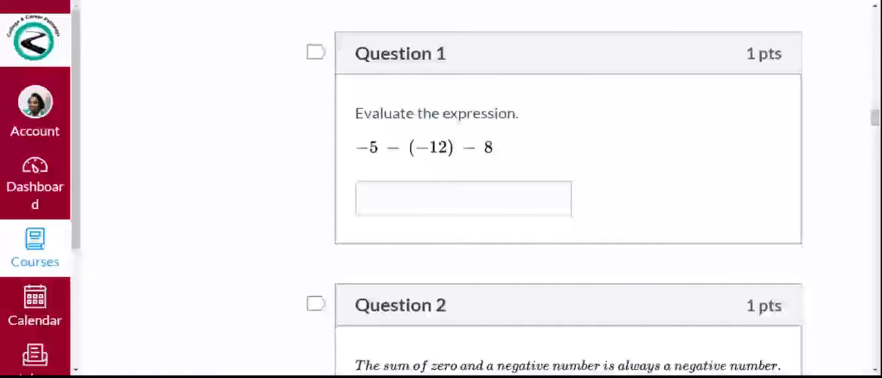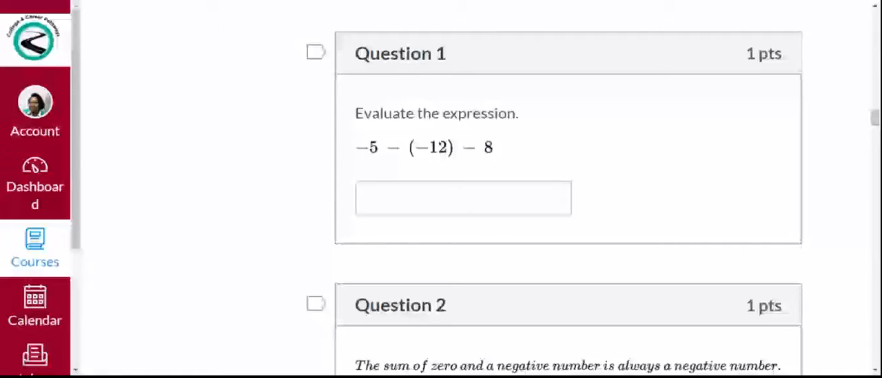My question number 1 says evaluate the expression -5 minus -12 minus 8. So if I did that, I would have -5 minus -12 minus 8. The first thing I would do is change all of the subtraction signs to addition and use the rule for subtraction, which is called plus the opposite.